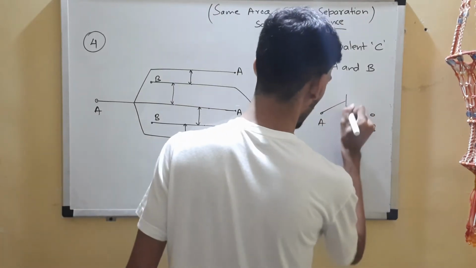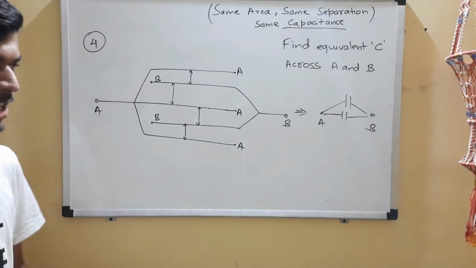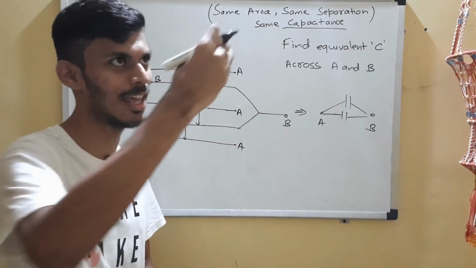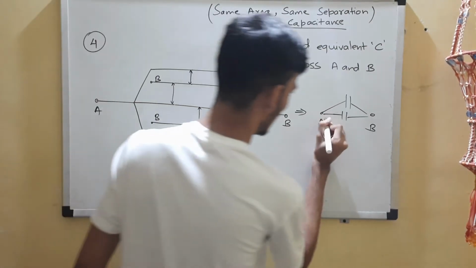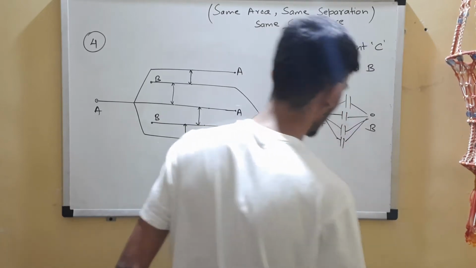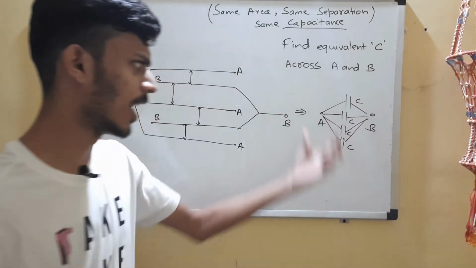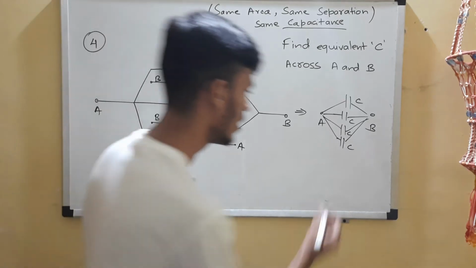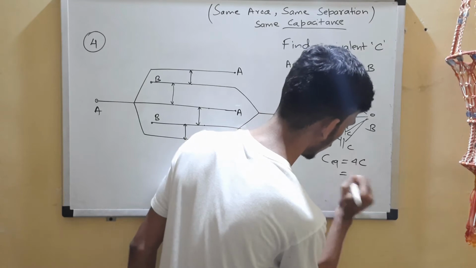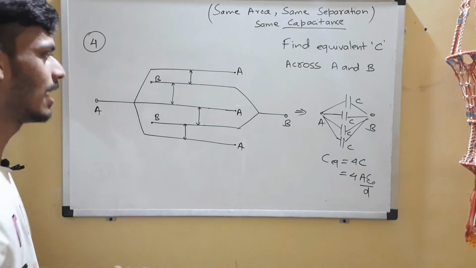So you can simply draw it this way, or you can think that all 4 of them will be in the parallel combination. So the C equivalent will be C plus C plus C plus C, which is 4C or 4A epsilon naught by D. Or let's do it again: all 4 of them between A and B, right? So we are speed running it this time. C, C, C, C. All 4 of them, as you can see, are in parallel combination. So the C equivalent will be C plus C plus C plus C, which is 4C or just 4A epsilon naught by D. Okay, so that is our answer.